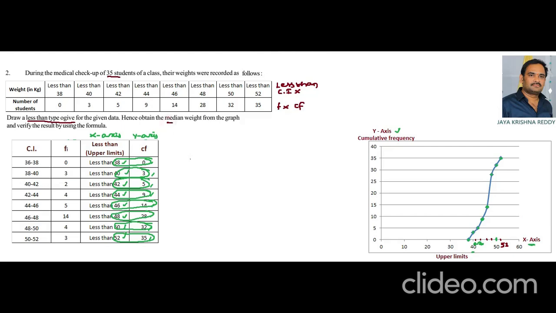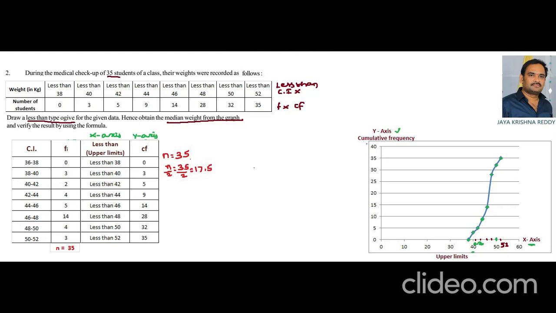We have to find the median weight from the graph. From this graph, we have to find the median value. So from the table, the sum of the frequencies, n, is equal to 35. N value equals 35, and make it half. N by 2 is nothing but 35 by 2. So it is equal to 17.5.